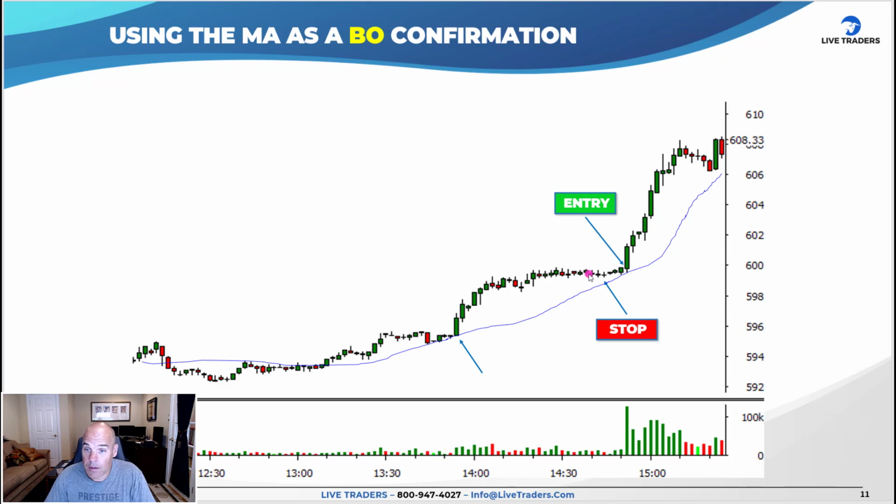All right? And then when it gets back towards the moving average, in this case, it happens to touch it and then rip. I mean, rip from 600 to like 608. And this is an intraday chart, so it was like a 2-minute chart, something like that, right? Big deal. So this is, again, using the moving average as a confirmation that the stock is ready to be bought. And in this case, it's a breakout, right?